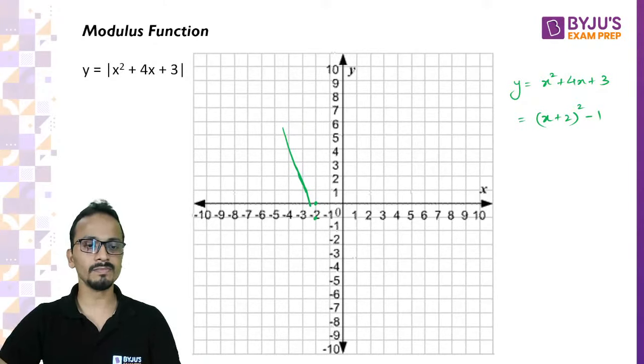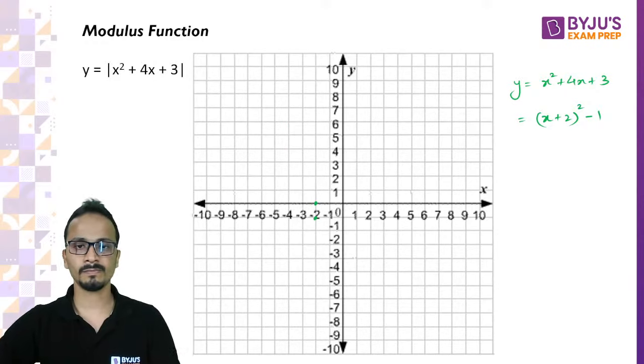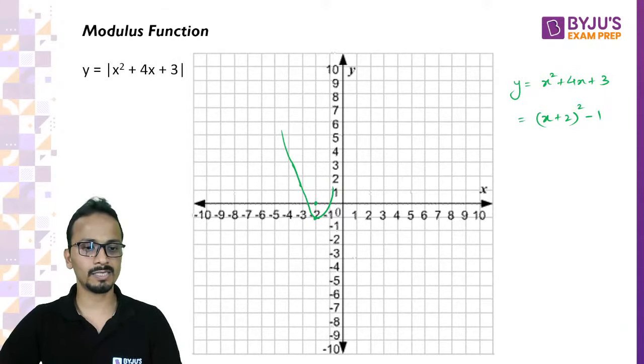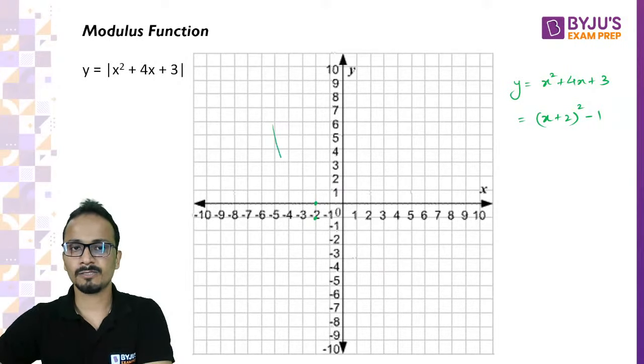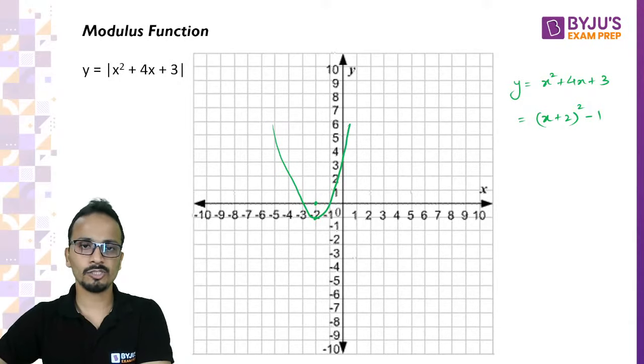So it will be something like this. Give me a second. All right. So this will be something like this, an upward opening parabola passing through minus 2 comma minus 1, right?